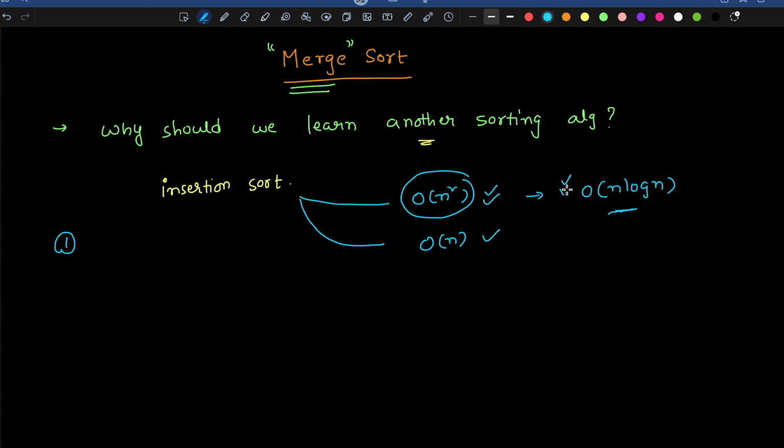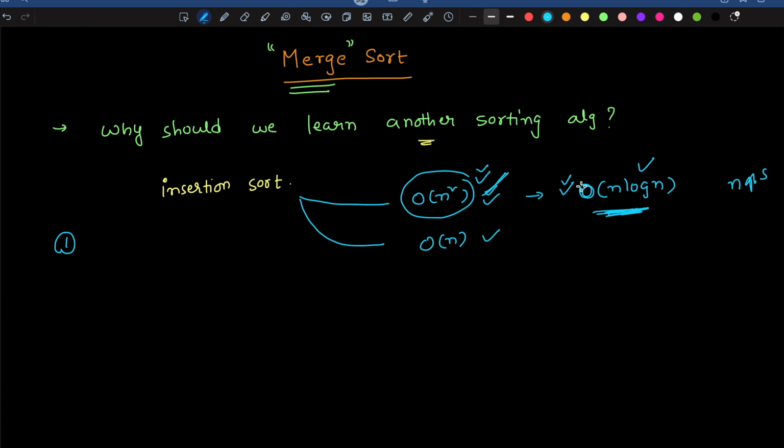Let's say the worst case time complexity of that particular sorting algorithm is order of n log n. Wouldn't that be better? We already know from our discussion on complexity that an algorithm which takes order of n square time grows much faster than one with order of n log n time. As my value of n increases, n square increases much faster than n log n. So asymptotically, order of n log n is significantly better than order of n square.